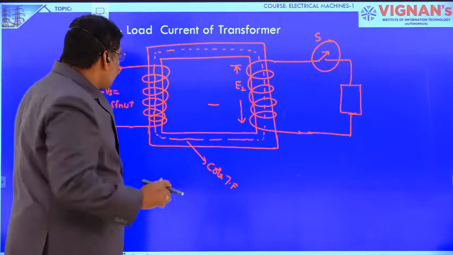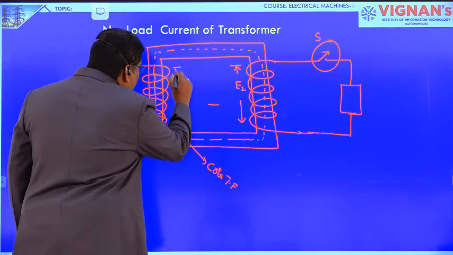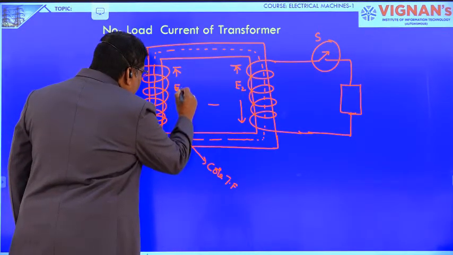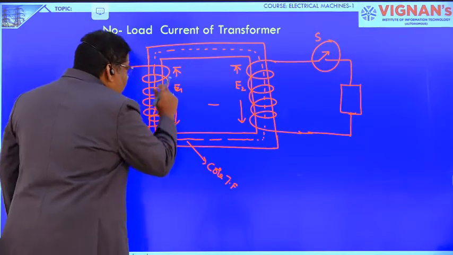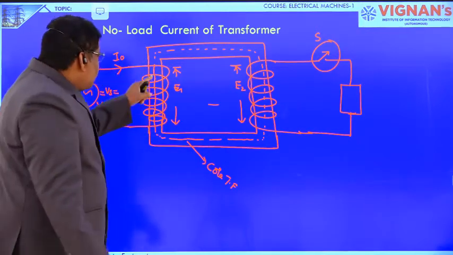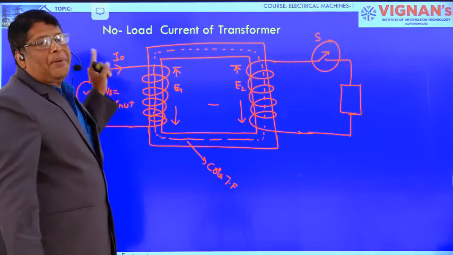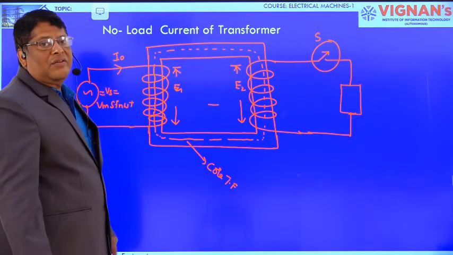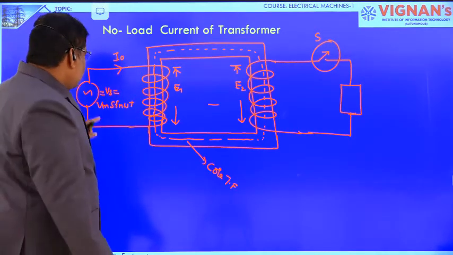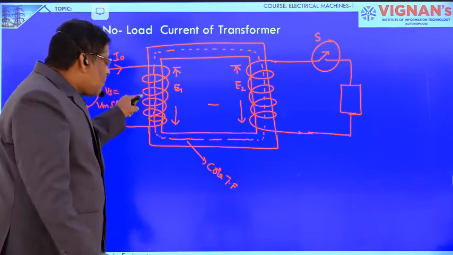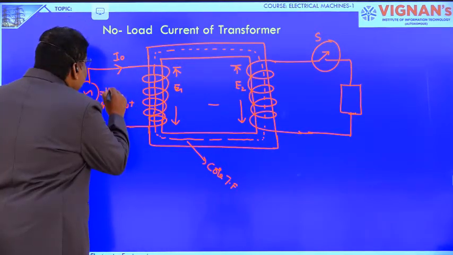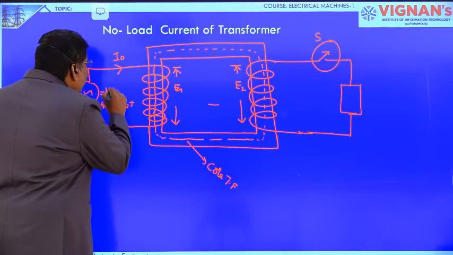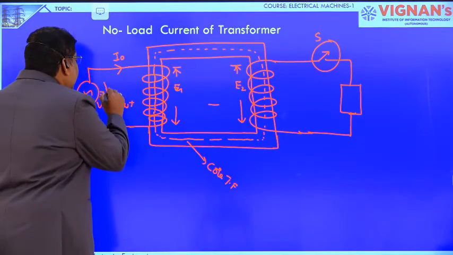There is a self-induced voltage in this winding, E1. According to Lenz's law, E1 opposes the supply voltage. So what is the voltage we are giving to the primary winding? You have to take it as V1. Up to here we have taken Vs, now we have to take it as V1.